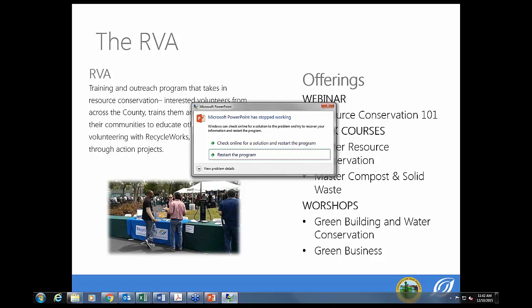If you can go to the Recycleworks website for more information about these offerings, and of course you can feel free to reach out to me. I'd be more than happy to talk more about these offerings.